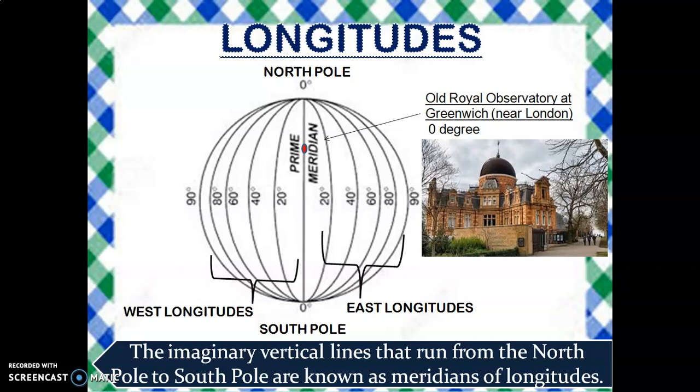Longitudes to the east of Greenwich are marked 0 degrees east. So, to the east of the prime meridian, all these we call east longitude. Then to the west of this, all these longitudes are called west longitude. A formal definition of the meridians of longitude will be the imaginary vertical lines that run from the north to the south pole are known as meridians of longitude.